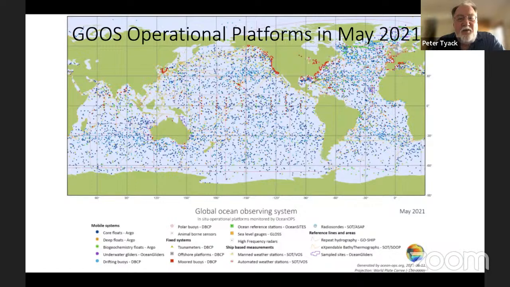Just to give you an idea about the coverage, here's an example of all of the platforms that Goose had deployed for making ocean observations in May 2021. You can see it's a remarkable coverage of the world's oceans. In general, for measuring some of the parameters, we have platforms all over the world. This comes through collaborations between individual research organizations, nations, and regional organizations as well, leading to remarkable coverage.